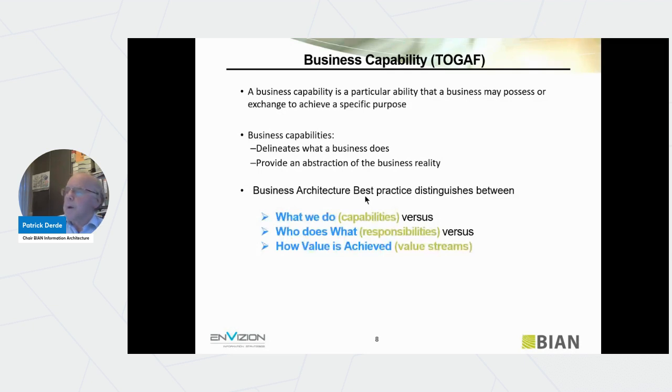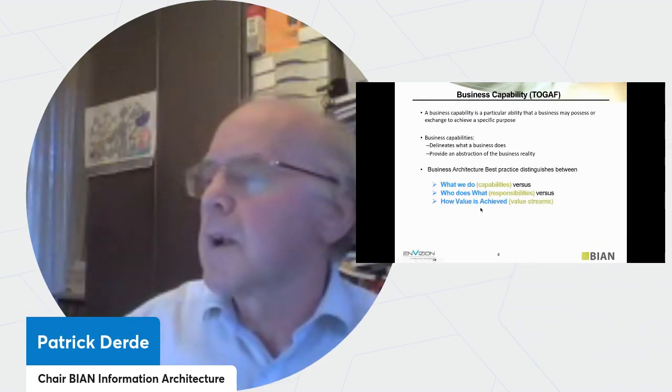And so a best practice that TOGAF is giving us is saying, distinguish what we do, the capabilities, versus who does what. That are actually the responsibilities. That's your organizational structure that you're going to define, and how value is achieved. That are the value streams, and the capabilities and the value streams are very closely aligned, are very closely linked to each other, because no value without being able to do something.